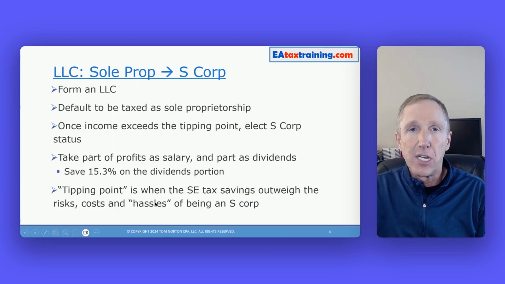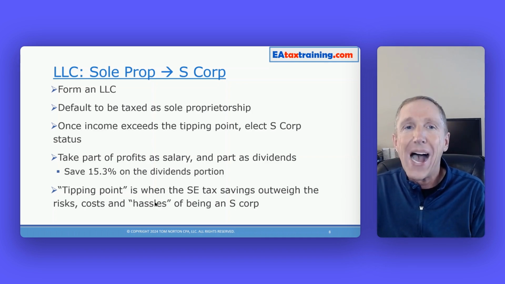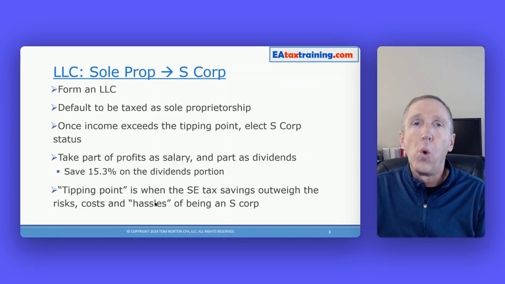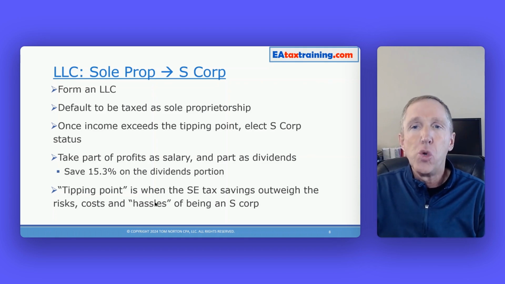So this leads us to the steps to how we go from sole proprietorship to S Corp and why we do it. So what you do is you form your LLC. That defaults, as we said, to being taxed as a sole proprietorship. Once your income exceeds this tipping point that we're talking about, you elect S Corp status.